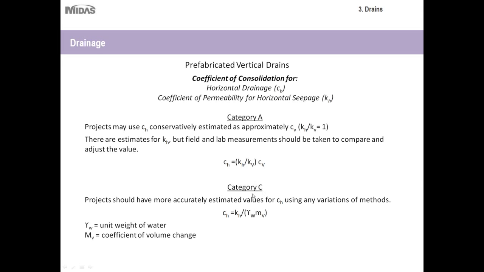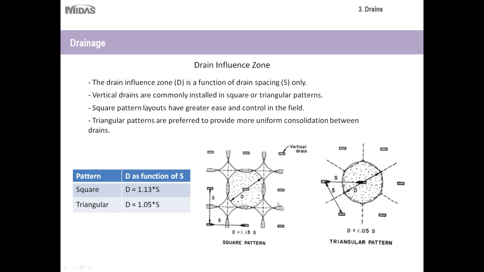Whereas projects in category C should have more accurate estimated values for horizontal drainage using any variation of methods. There are several methods out there that I won't go into detail on here, but keep in mind that category C projects, once again projects with varving, projects with complex loading conditions, etc., can't be designed as conservatively as category A projects. And this is just one example of an equation you'd use to calculate the value of horizontal drainage. So it takes a bit more effort.